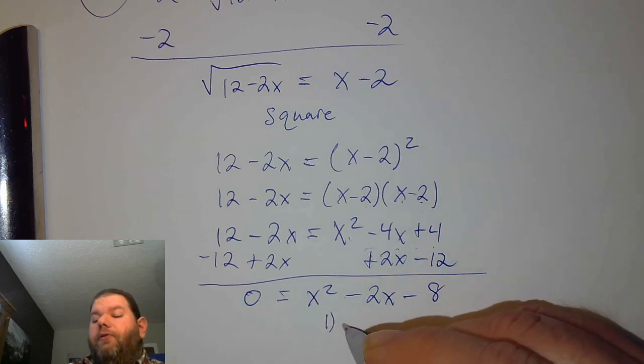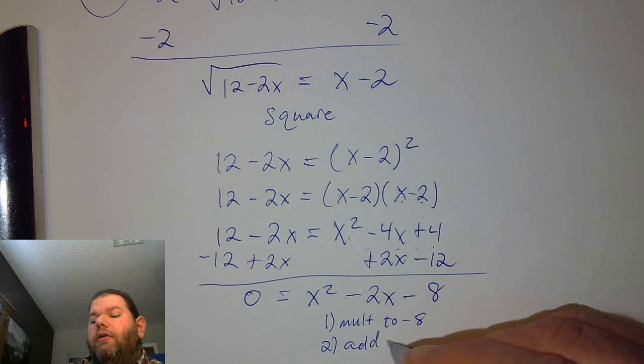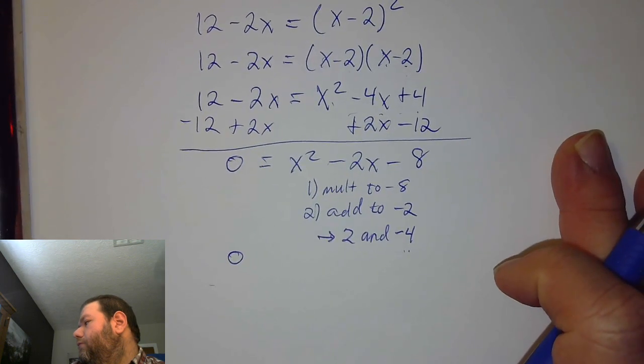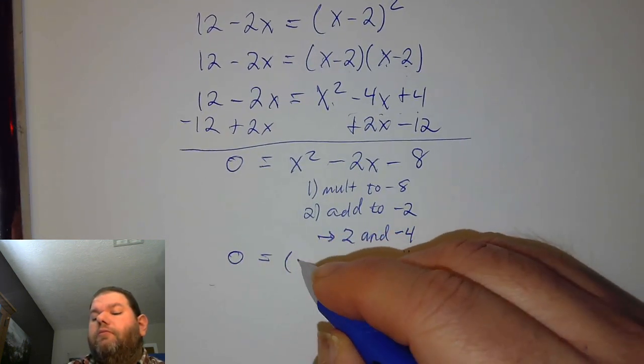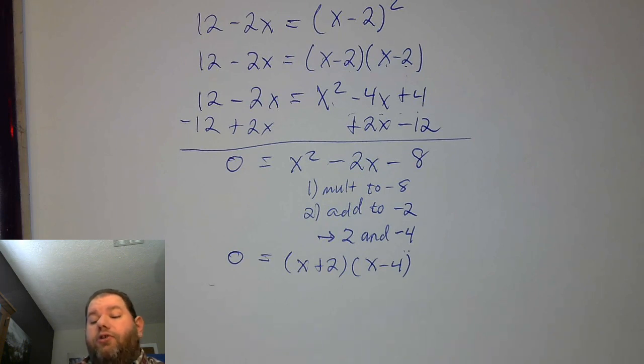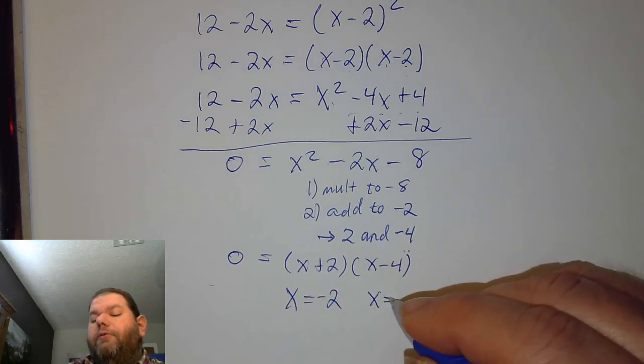Now again, we want two numbers that multiply to negative 8 and add to negative 2. So what would those be? Two and negative 4, right? Yeah, they multiply to a negative and they add up to a negative, correct. Alright, and so we get our factorization, so our two potential solutions, I should say, are x equals negative 2 and x equals 4.